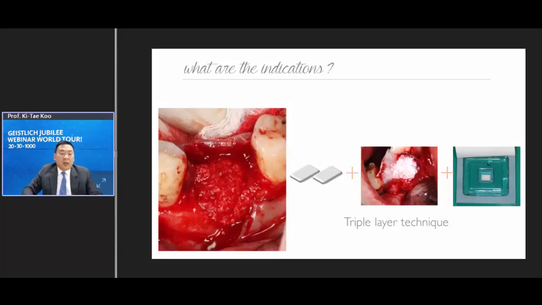And then we grafted the area using BioOss collagen, and then always a double layer of BioGuide. And because of the ample evidence, we now use the double layer of collagen membrane, BioGuide, and the flap to cover it.